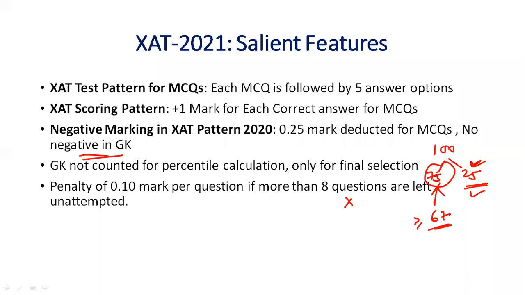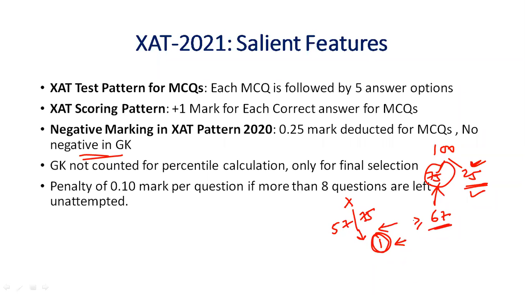But for instance, beyond this, if you leave 10 more questions, which means if you only attempt say 57 questions out of 75, then you have 0.1 mark per question, and because you have left 10 questions, it will be 1 mark, right? So it basically means that for every 10 questions left after 8 questions, which were the buffer given by XAT, you have a deduction of 1 mark. Which basically proves the point that it doesn't have much meaning.